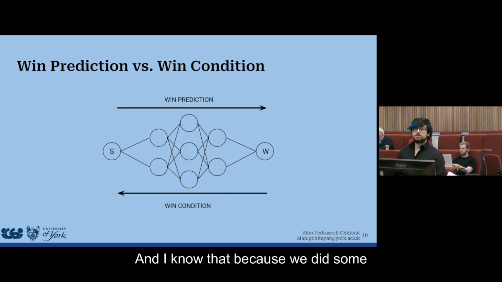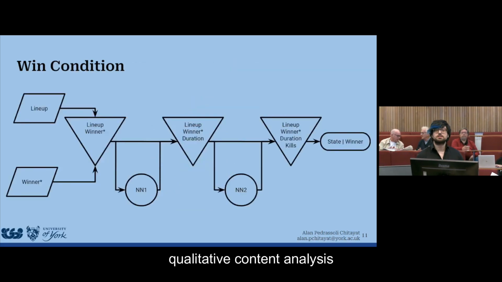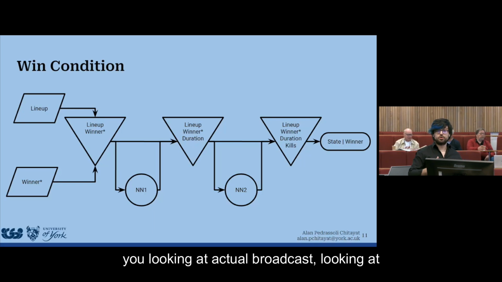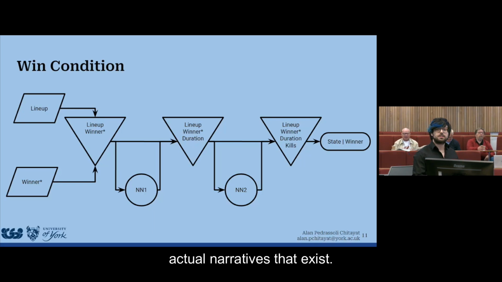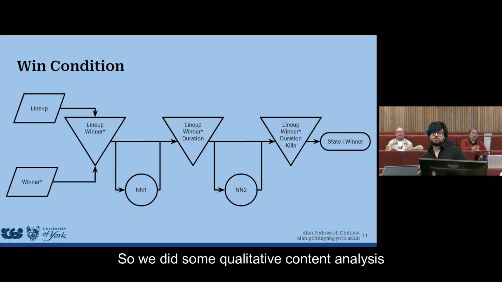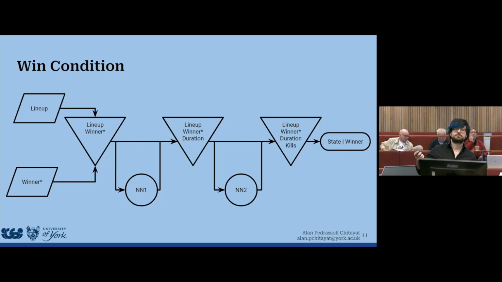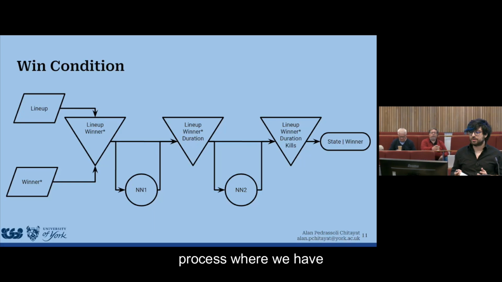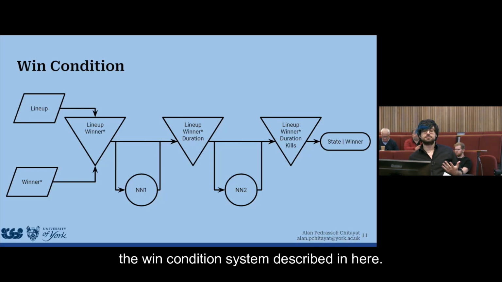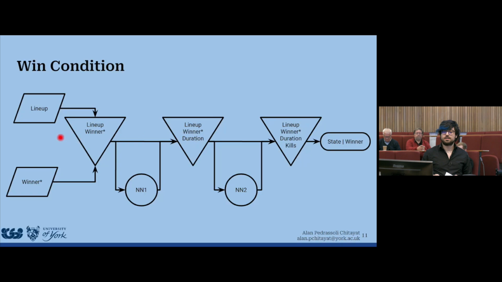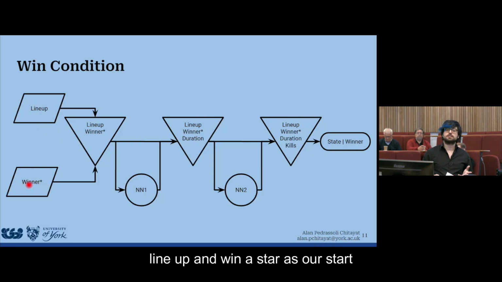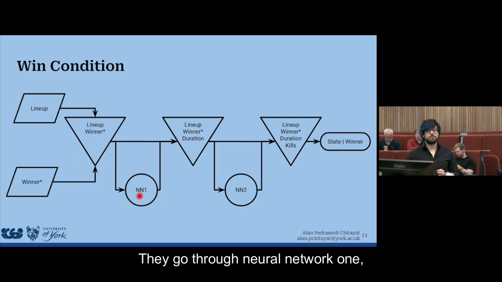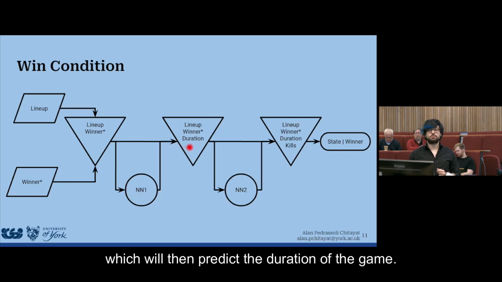And I know that because we did some qualitative content analysis to define what the narrative features are, looking at actual broadcasts, looking at actual narratives that exist. So we did some qualitative content analysis to define what is state. And this is the outcome of this process where we have the win condition system described in here. So we have lineup and winner star as our starting inputs. They go through neural network 1, which will then predict the duration of the game.